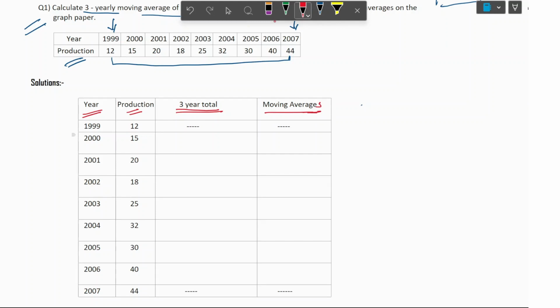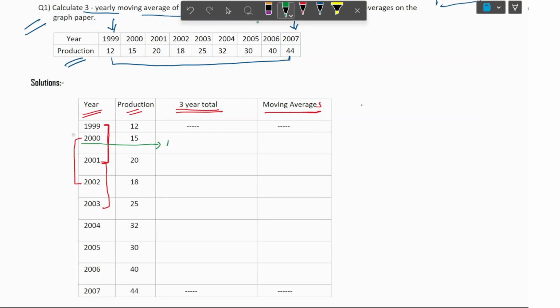Now what we are going to do, see here, from 1999, 2000, 2001, you are going to compare this way. First the set of 3, from 1999 to 2001. Then you are going to compare 2000 to 2002. Next you are going to compare 2001, 2002 and 2003. That is the set of 3 we are going to consider. Therefore, the first set of 3 is 1999, 2000, 2001. These 3 years' production total you are finding, but you are going to write it in the middle year, that is 2000, directly against 2000.